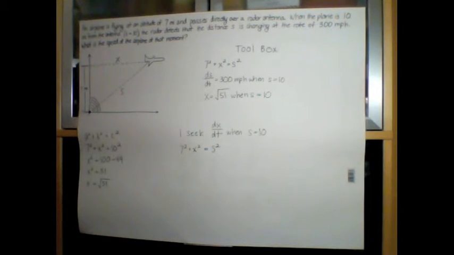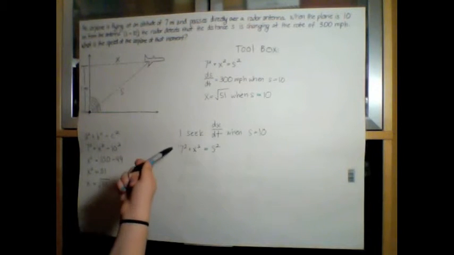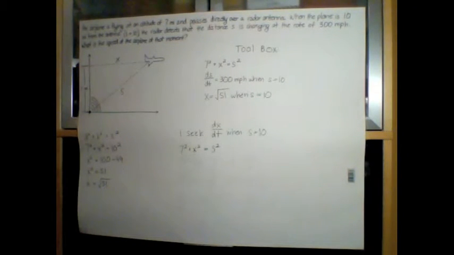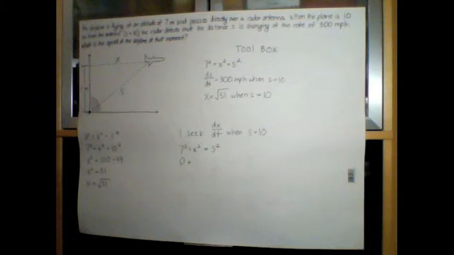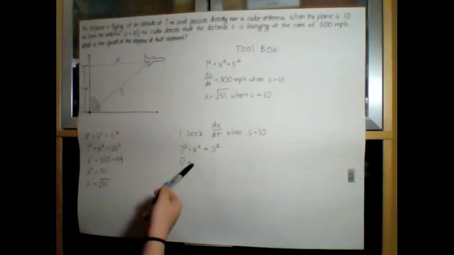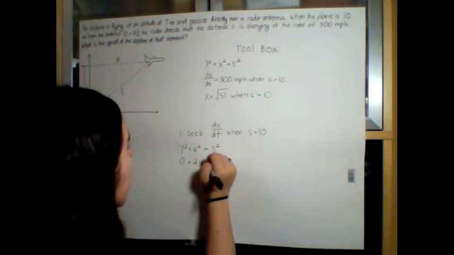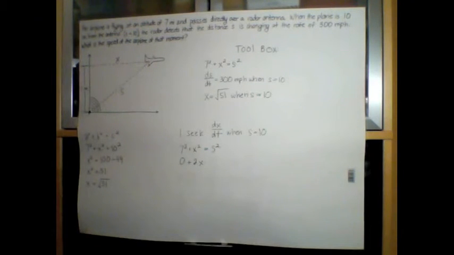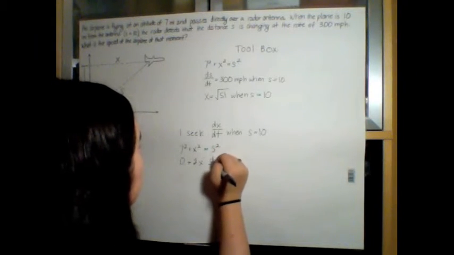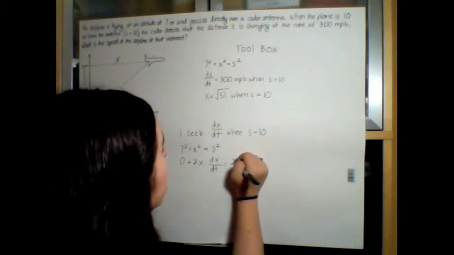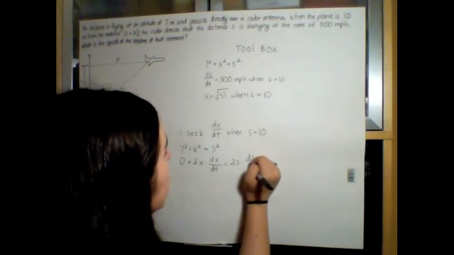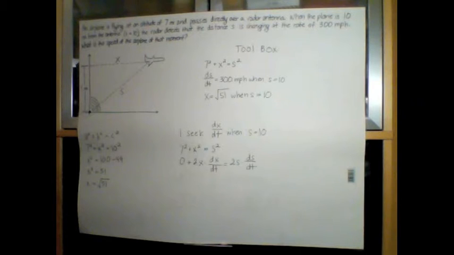And remember that you don't plug in the s value until the end, since that might screw up our result. So if you derive it, 7 squared is 49, but because it's a constant, its derivative is 0. So we get 0 plus, and then the derivative of x squared is 2x multiplied by dx/dt, since you have to do the chain rule, and then the derivative of s squared is 2s times ds/dt, because you have to do the chain rule again.